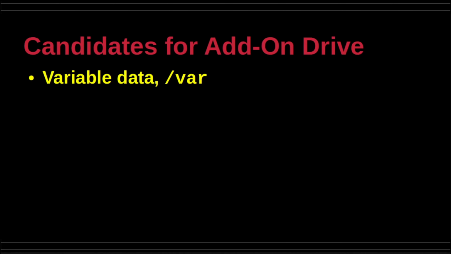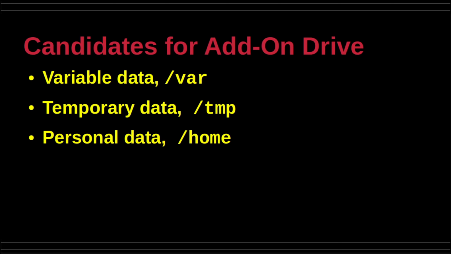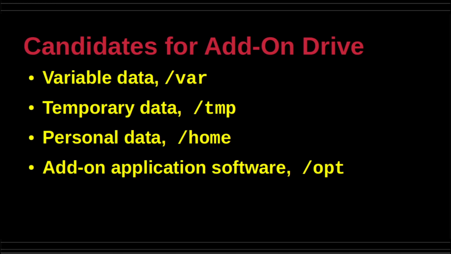This tutorial illustrates suitable folders that may be placed on partition add-on drives: /var for variable data, /tmp for temporary data, /home for personal data, /opt for third-party application software. Some prior planning and storage size estimation for these partitions where these folders will reside may make the migration smoother.